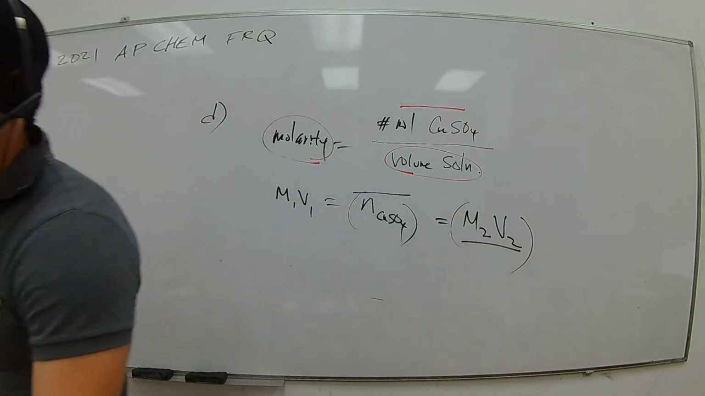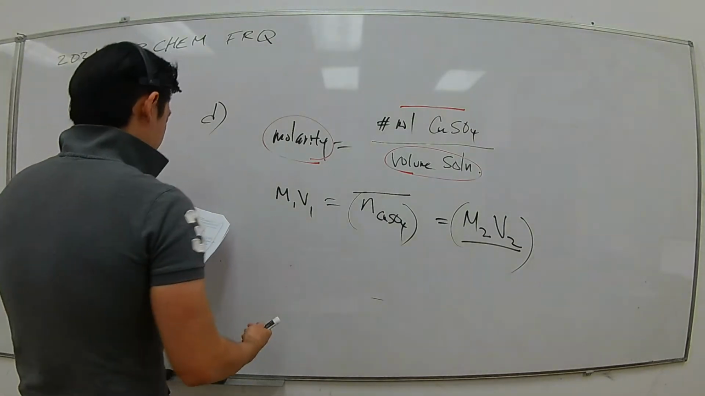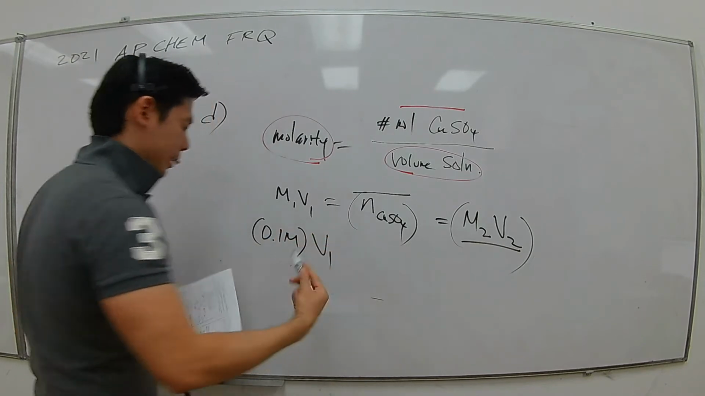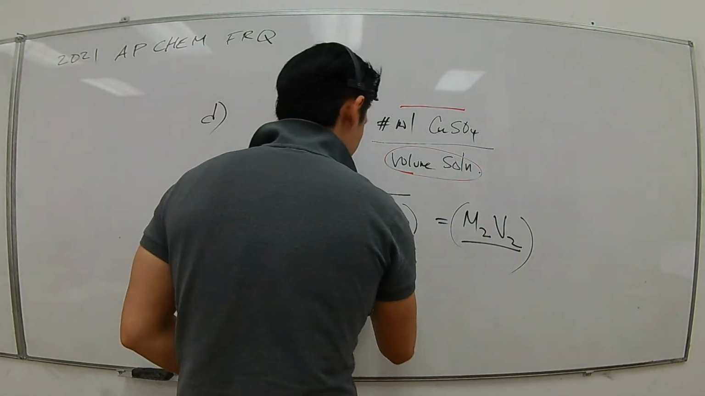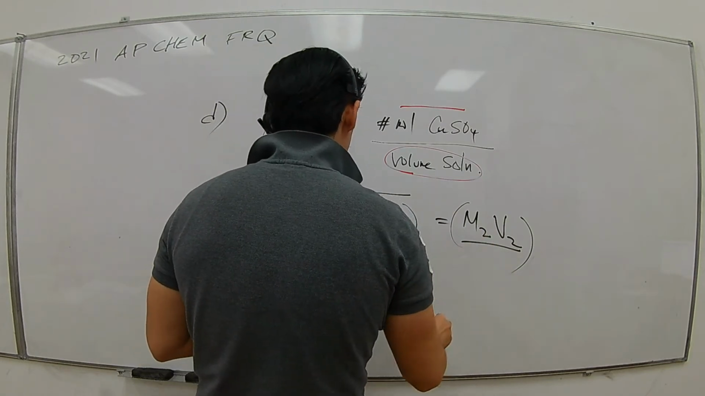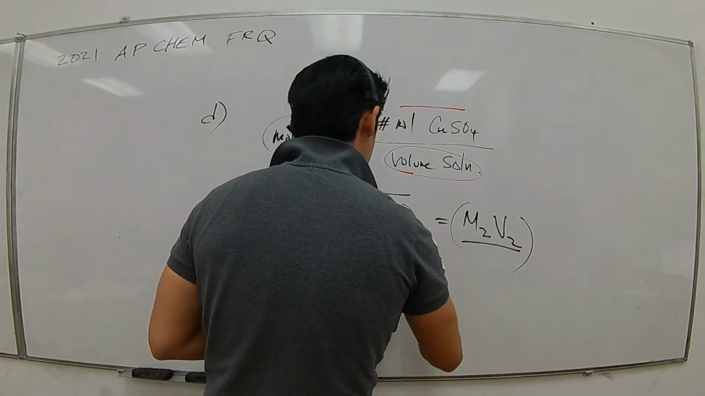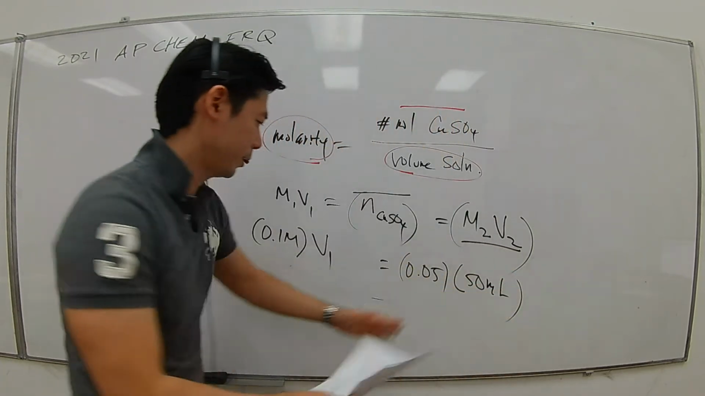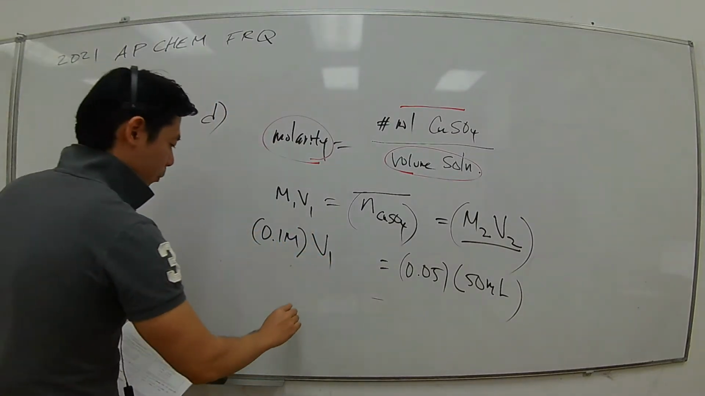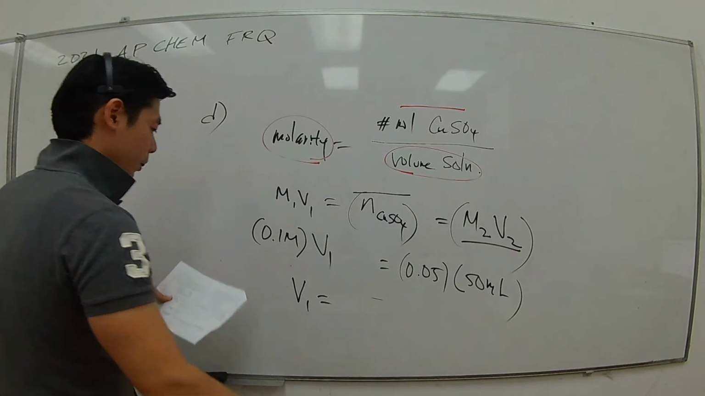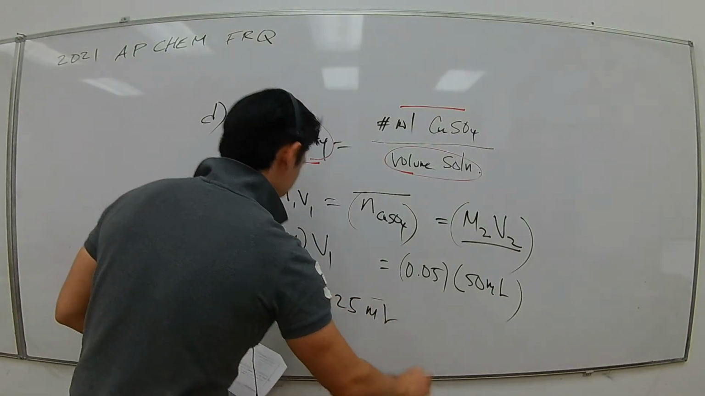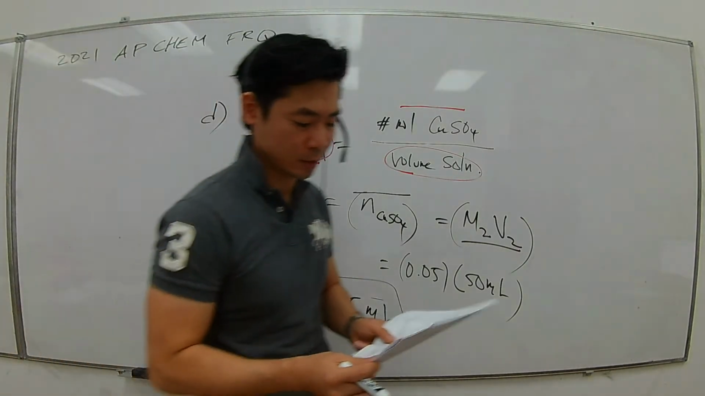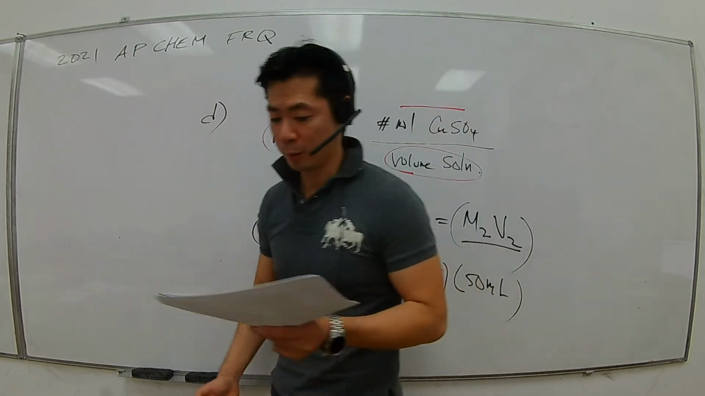You've got to plug it in. We have a 0.1 molar concentration of copper 2+. We're trying to find out how much volume is needed when you create a concentration of 0.05 molar and the volume becomes 50 milliliters. That's the equation, guys. If you calculate this, the volume needed is around 25 milliliters of copper sulfate solution. That's the answer for part D of number 3.